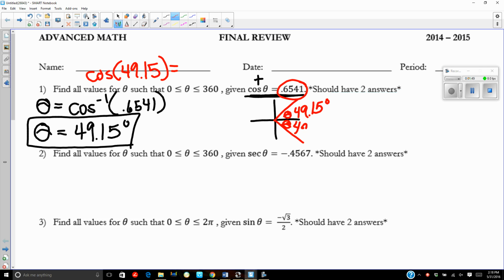So we need to find what angle forms 49.15 degrees in the fourth quadrant. So it's from the very beginning all the way to this point. We're trying to find that large angle, and to find that, that's going to be 360 minus 49.15. And that will give us our other answer, which is 310.85 degrees.